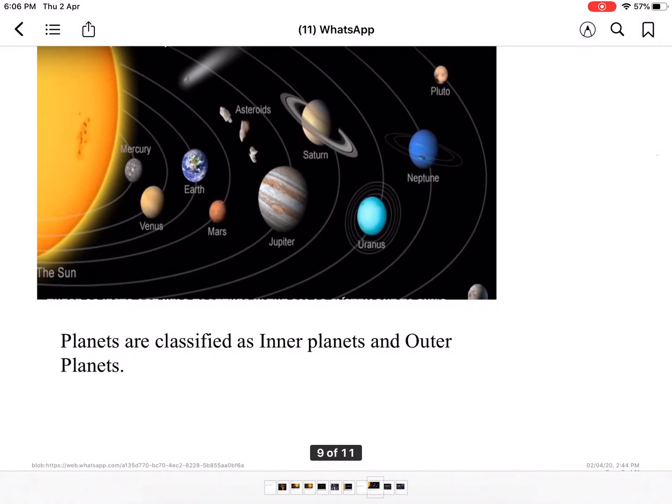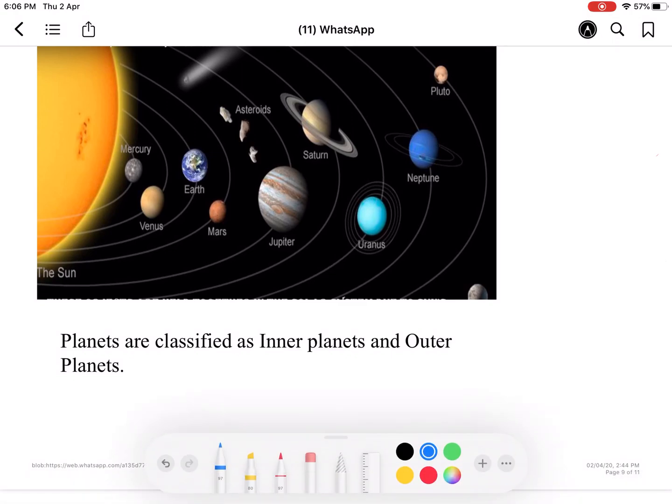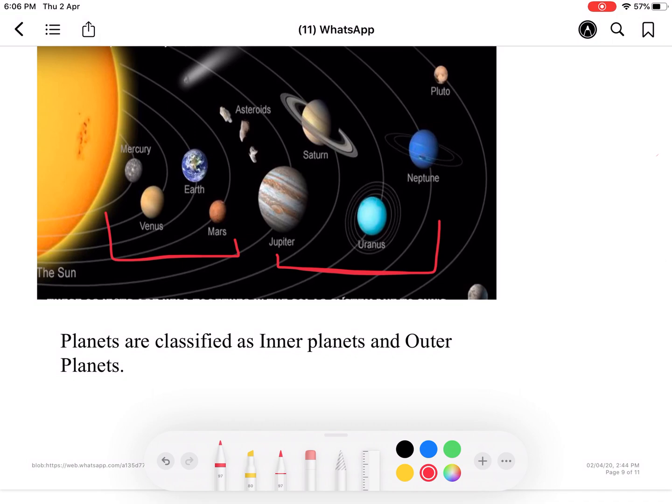Now, there are 8 planets, and these planets are classified as inner planets and outer planets. From this picture it is clear that some planets, like these first 4 planets, are small in size, and the rest 4 planets are big in size. Now these first 4 planets are inner planets, and the rest 4 planets are the outer planets.